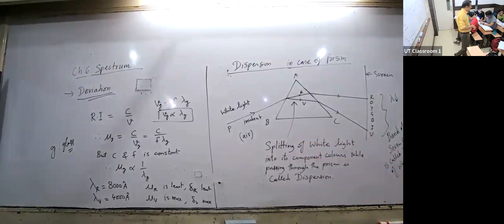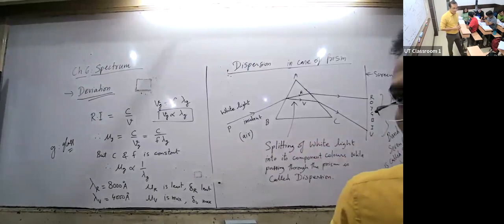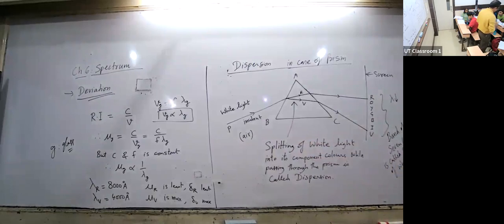Okay. Beyond violet, you have ultraviolet. That is also not visible. So those spectrums are called the invisible spectrum. So we'll discuss that. Is it understood? Yes, sir.